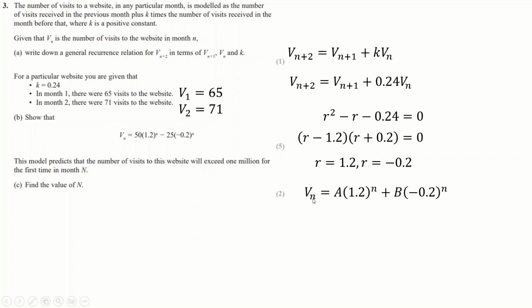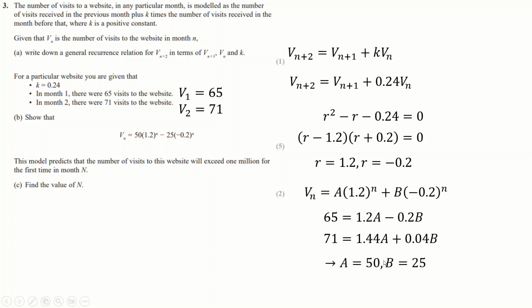So set n equal to 1, and you get V1 is 65, and the 1 is just 1.2, the 1 is just this. And set n equal to 2, and you get 71 equals these things to the 2. I won't bore you with the solution to this simultaneous equation. Eventually you end up with this. You can even just type it into a calculator, I guess. And yeah, we show exactly what we were required to show.